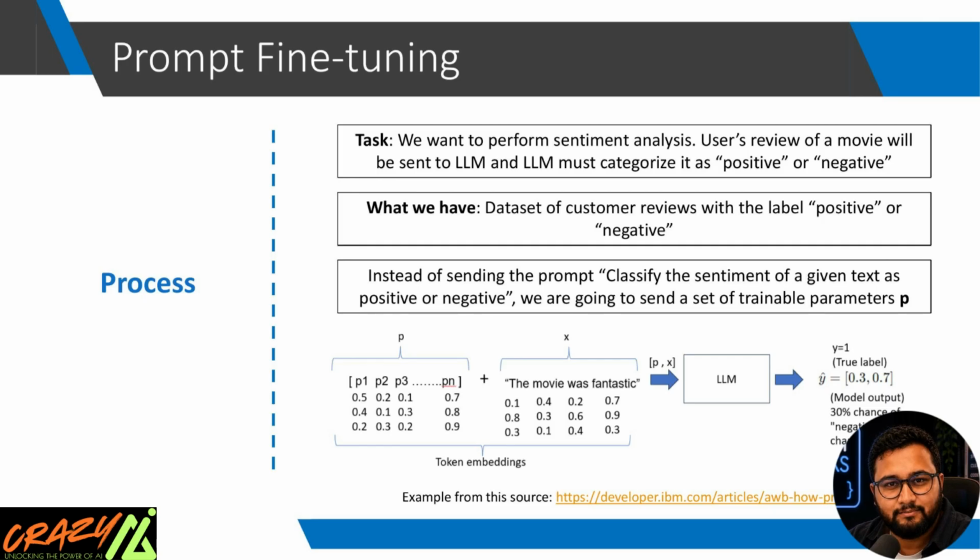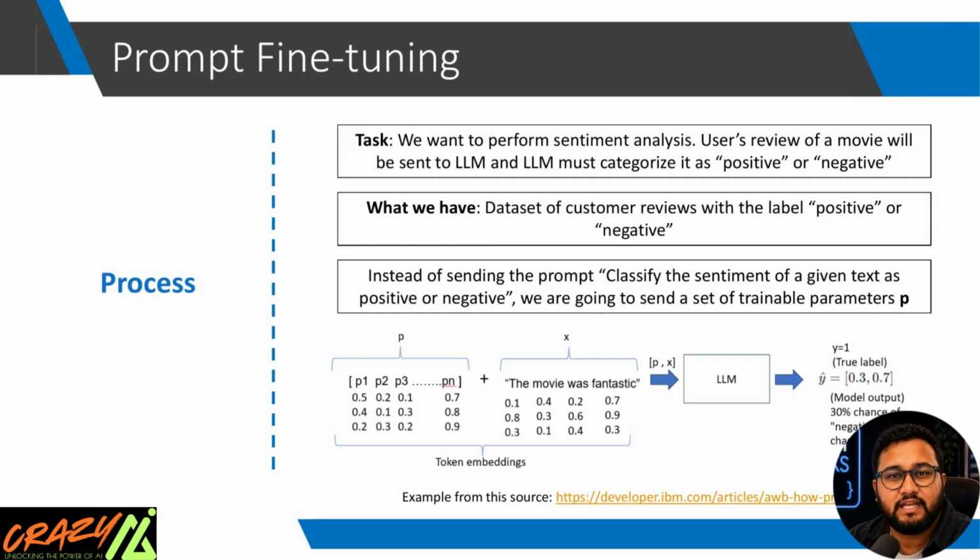Let's understand this with a practical example. Suppose we want an AI model to perform sentiment analysis. Our goal is simple. Given a movie review, the AI should classify it as either positive or negative. We already have a dataset containing thousands of labeled movie reviews. Instead of sending only the instruction, classify this review as positive or negative, we prepend a set of trainable prompt embeddings to the input.